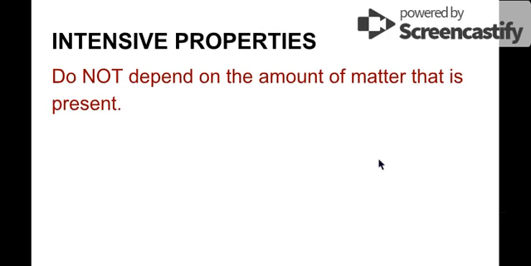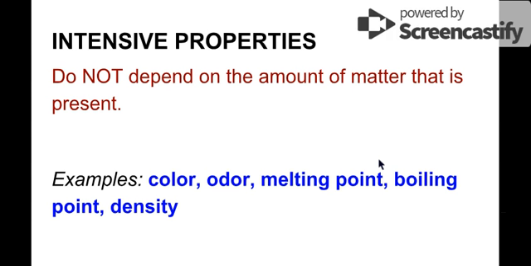The second is intensive properties. The intensive properties are not dependent on the amount of matter that's present. So intensive properties do not depend on how much matter is present, regardless of it. So the examples of these are color, odor, melting point, boiling point. These two are about temperature, and of course density.